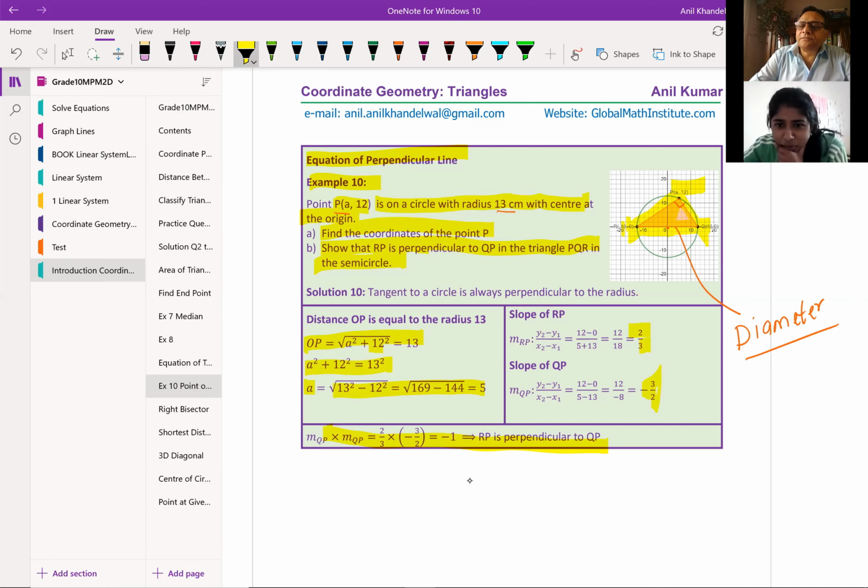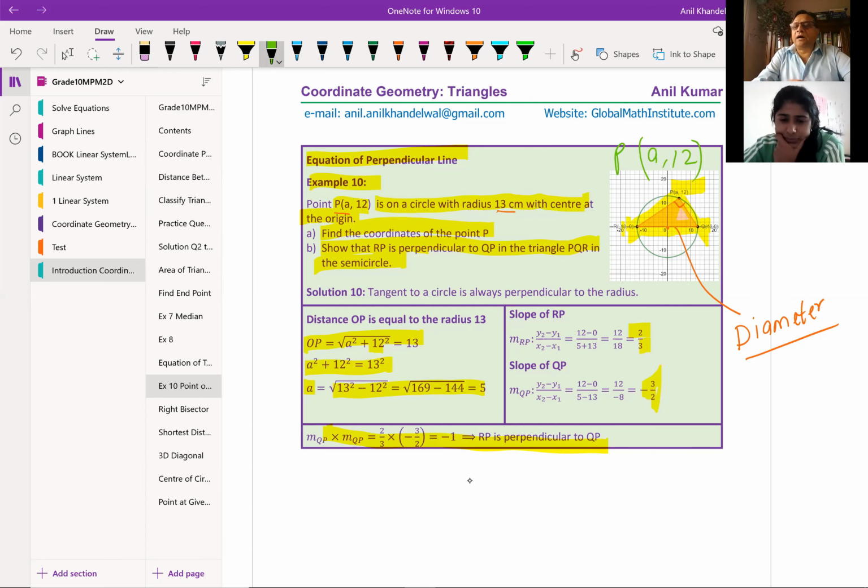Wait, sorry. With P, does it say a, 12? Yeah. Oh, sorry, it's really small. I couldn't see that. Oh, okay, I was wondering where the 12 came from. Yeah, it says a, 12. Yes. Okay. Cool. That is the coordinate of point P.